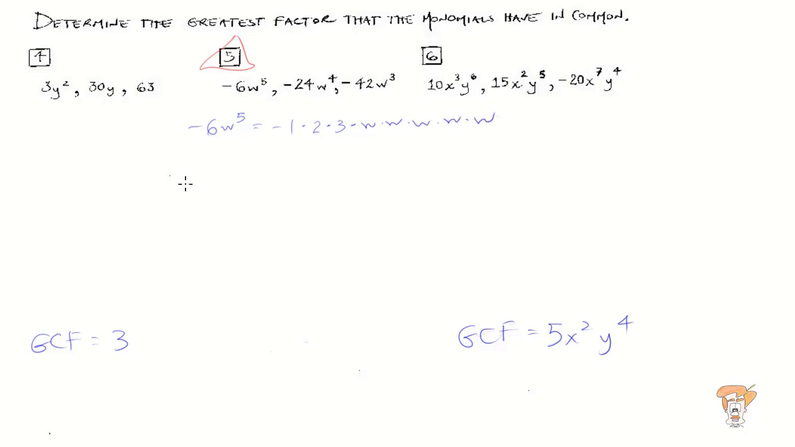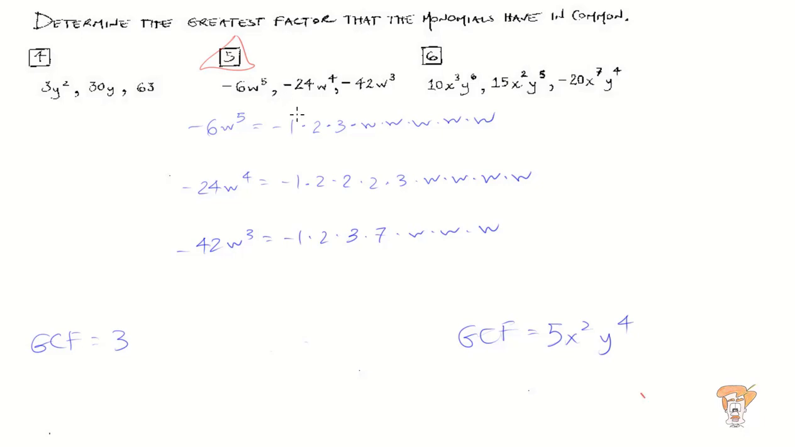The factors of minus 24w to the 4th are minus 1 times 2 times 2 times 2 times 3 times w times w times w times w. And finally, factors of minus 42w to the 3rd are minus 1 times 2 times 3 times 7 times w times w times w.